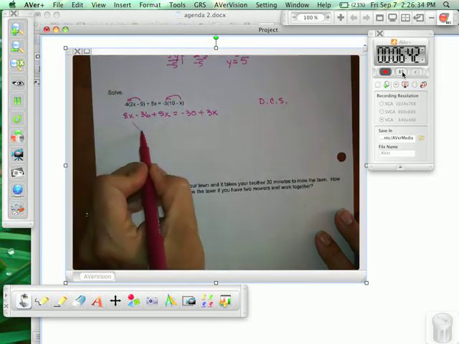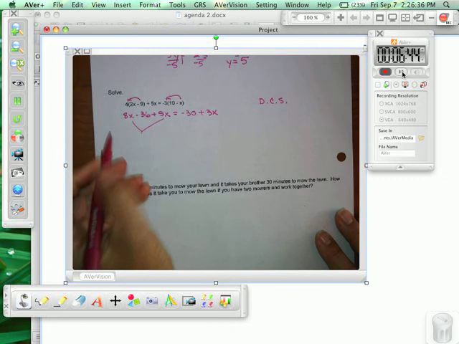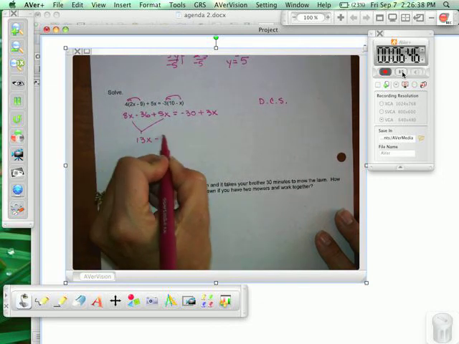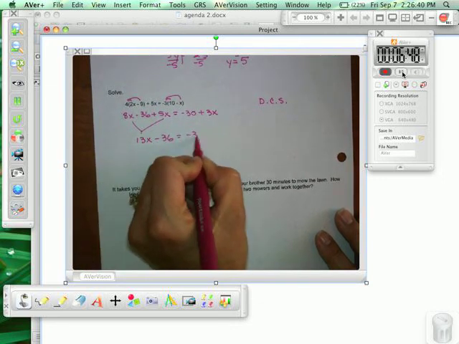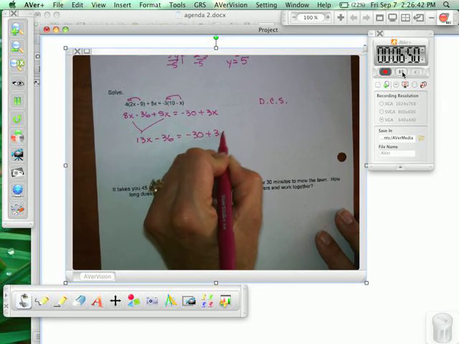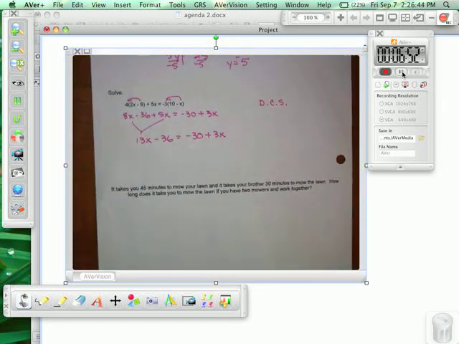So we can combine these, can't we? 13x minus 36, -30 plus 3x. We still got some combining. We can bring the x's over. It doesn't matter what step you want to do next. Jamie, what would you do? Doesn't matter. Just choose what you would do.